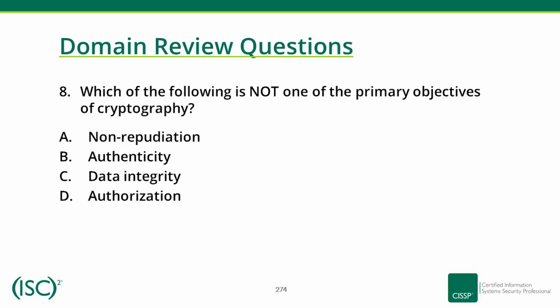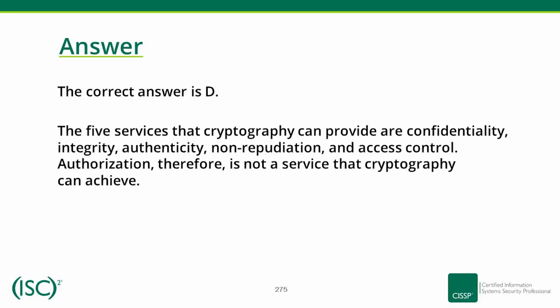8. Which of the following is not one of the primary objectives of cryptography? A. Non-repudiation. B. Authenticity. C. Data integrity. D. Authorization. The correct answer is D. The 5 services that cryptography can provide are confidentiality, integrity, authenticity, non-repudiation, and access control. Authorization, therefore, is not a service that cryptography can achieve.